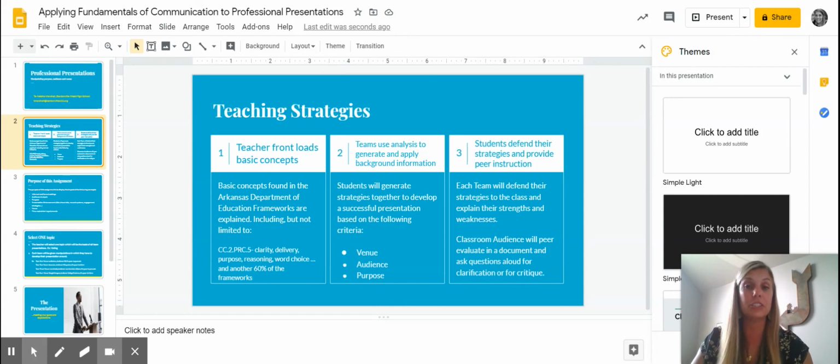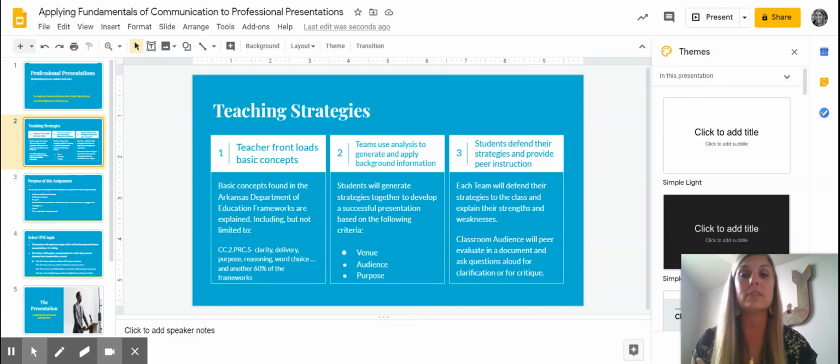The second teaching strategy is right here, where teams will actually use their own analysis and background information to create strategies that they haven't been taught. How many times have we done professional development where we're like, man, I've been doing that for quite some time. However, I never knew a name for it or a specific strategy or even how to better apply it. That is what we're looking for in our students.